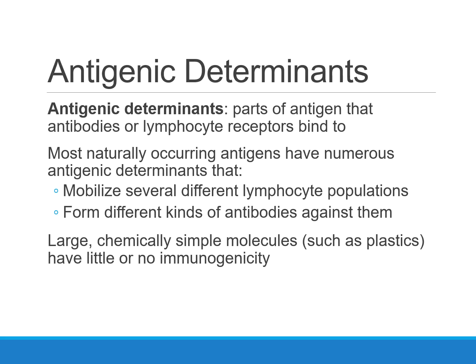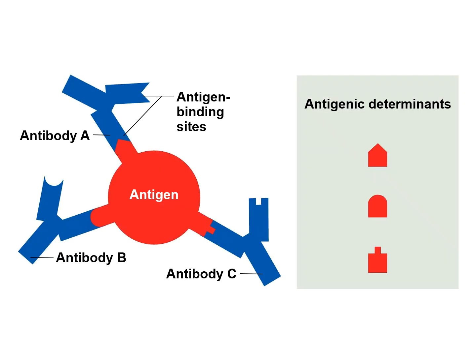So antigenic determinants are the part of the antigen that the antibody or the lymphocyte binds to. Most naturally occurring antigens have numerous antigenic determinants that mobilize several different lymphocyte populations. They form different kinds of antibodies against them. Large, chemically simple molecules like plastics have little or no immunogenicity. In other words, they can't trigger an immune response. So here is our antigen, the big red guy, and you see it has lots of places that the different antibodies can bind to.